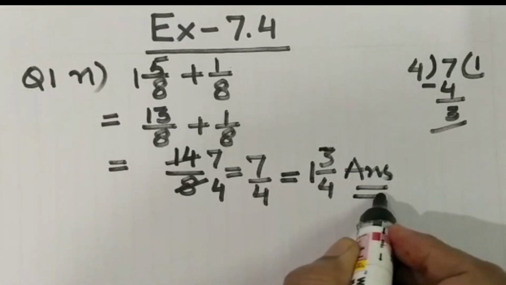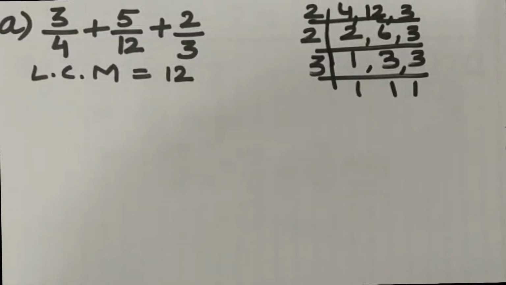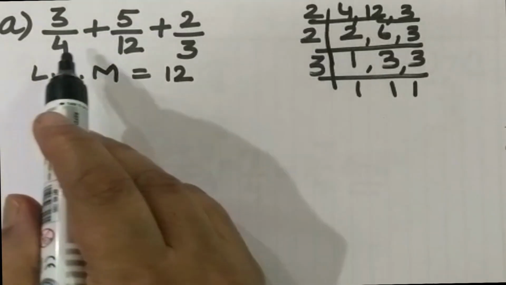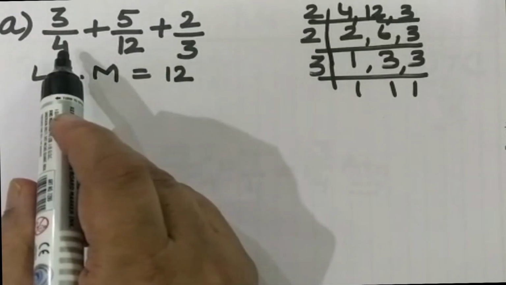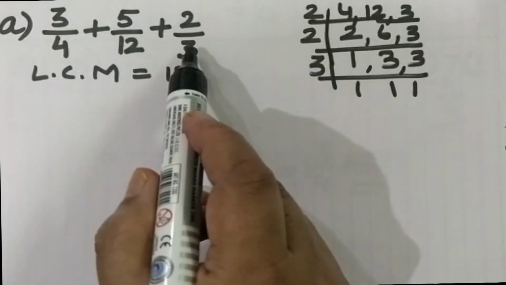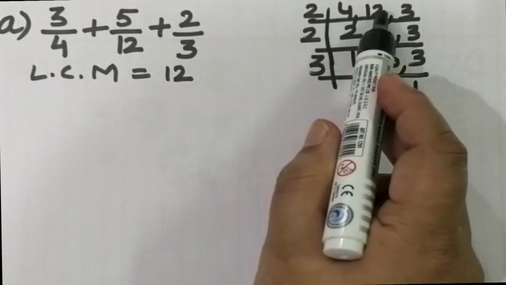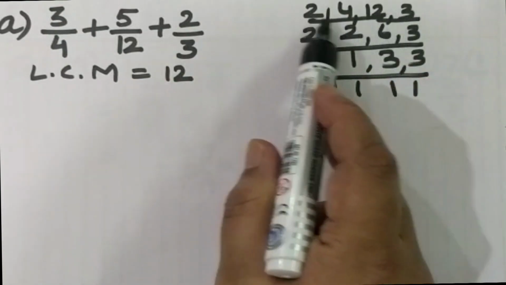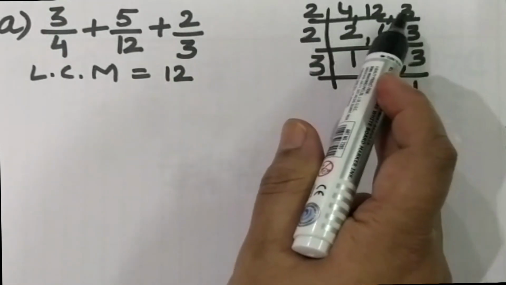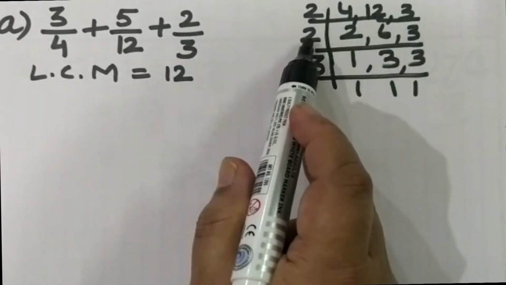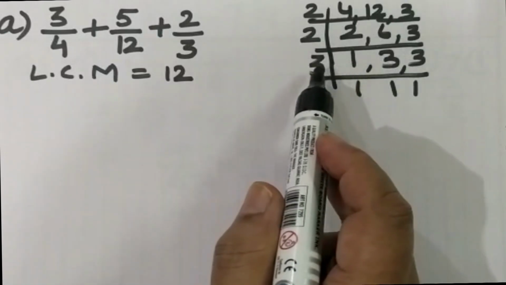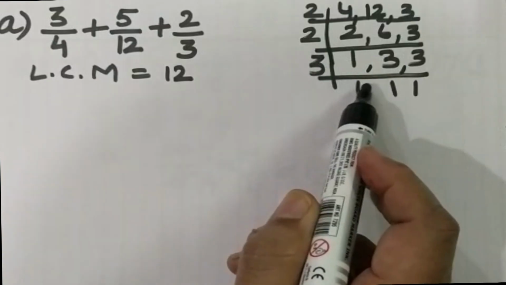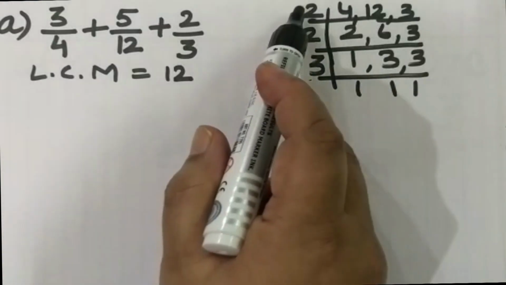Okay. But in unlike fractions, what will we do? First of all, we will convert each fraction into like fractions. See, here the denominators are 4, 12 and 3. First we find the LCM of these denominators. See here, 2 times 2, 2 times 6. So 3 is not divisible by 2, so we will write it the same. Again 2 times 1, 2 times 3, and 3 we will write the same. And now the next number is 3 times 1, 1, 1. So 3 times 2 is 6, 2 times 6 is 12.